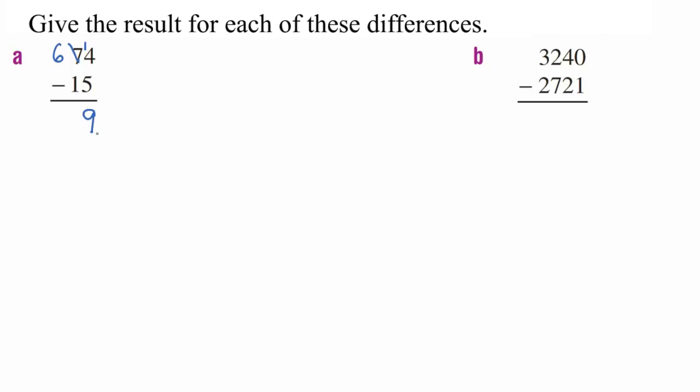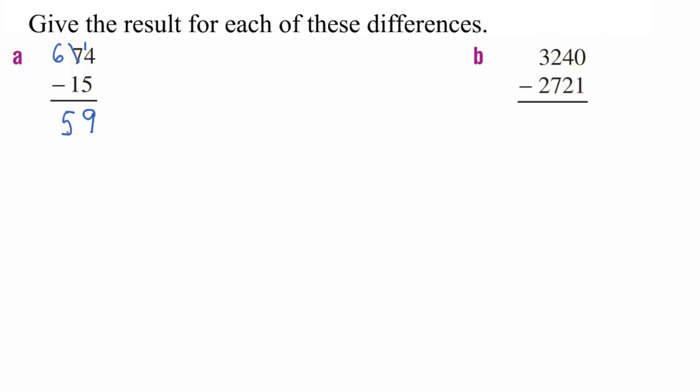Now we can turn our attention to the tens column. We've got 6 tens coming from our number 74 and 1 ten from our 15. So we have 6 minus 1, which is 5. So our answer is 59.